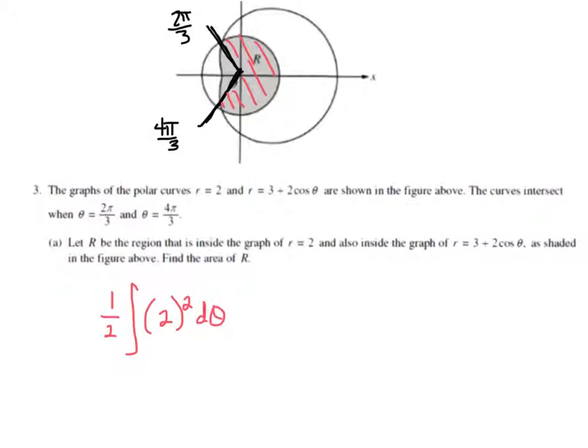Now, here's the tricky thing. Remember, bounds must go from smallest to biggest. So it's tempting to say, well, they gave us the bounds. It's 2 pi over 3 to 4 pi over 3. The problem is, if you put the bounds as 2 pi over 3 to 4 pi over 3, that will give this piece of the circle. And that's not what you want.